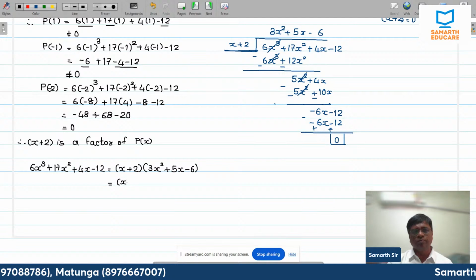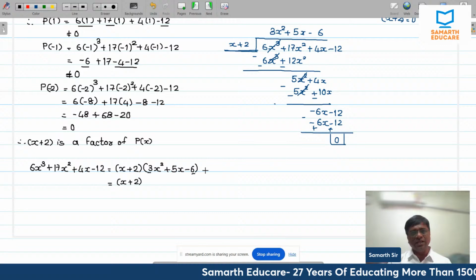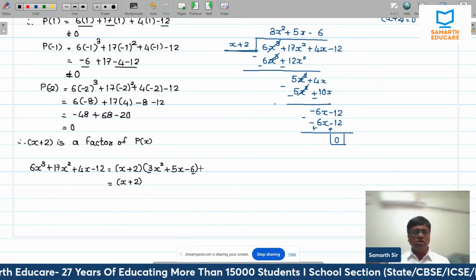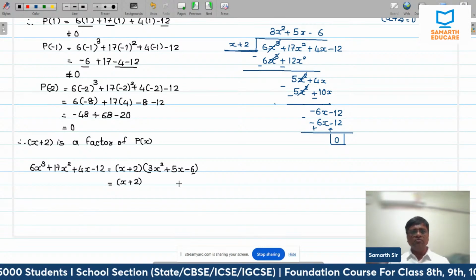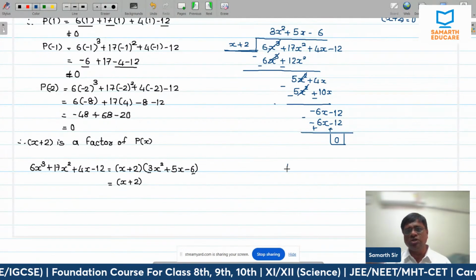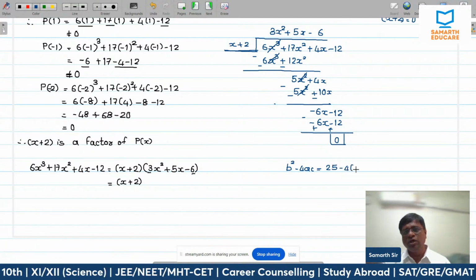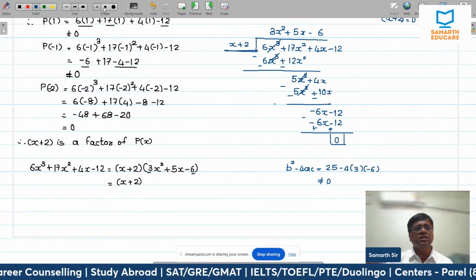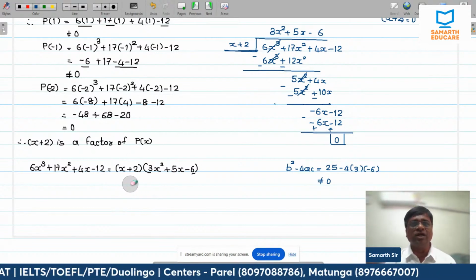x plus 2, I will have to factorize this. The factors of 18: 3 into 6 is 18, 1 and 18 will not work, 9 and 2 will not work, 6 and 3 is not possible. Then we will have to keep it as it is, but let me check once again. If there is such a condition, calculate the value of b² - 4ac and check. So b² is 25 - 4 into 3 into -6. This is not equal to 0. The roots are not equal. So this is the complete answer. We have to stop here, we cannot do anything about this, right? So this is the final factorization.